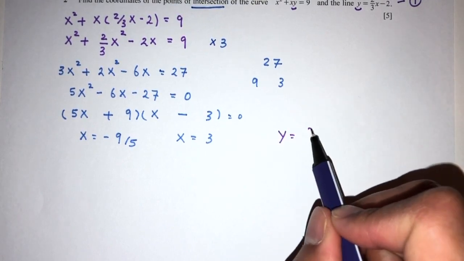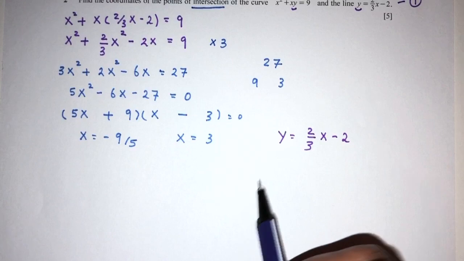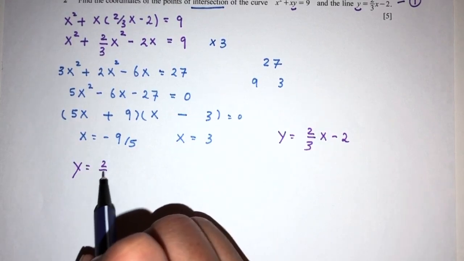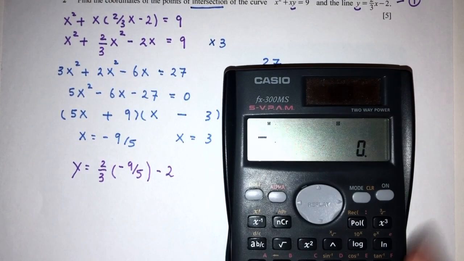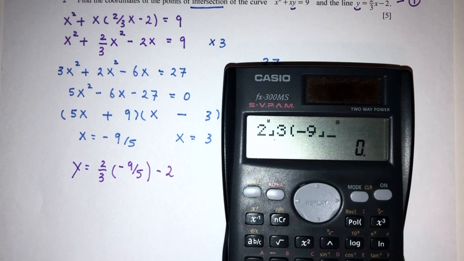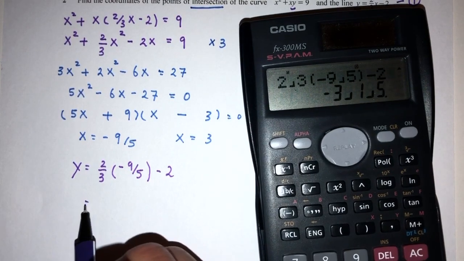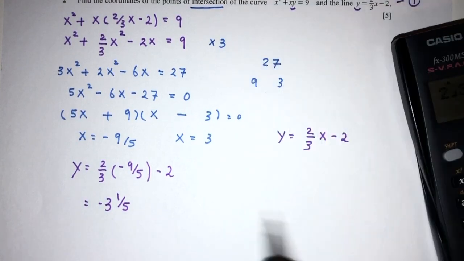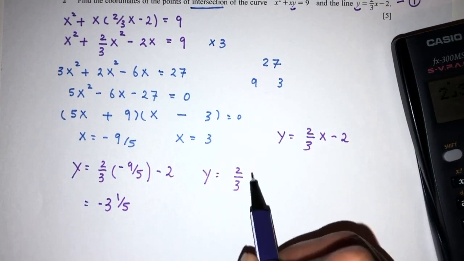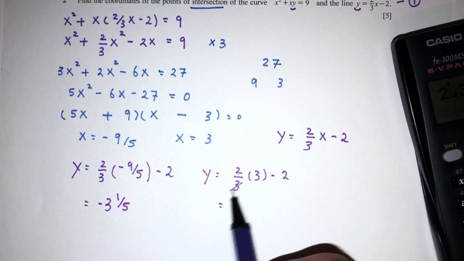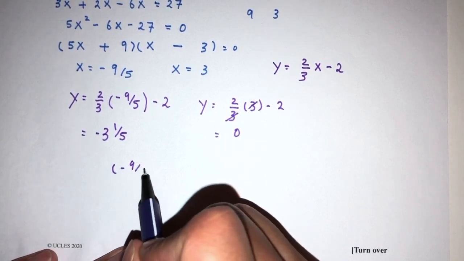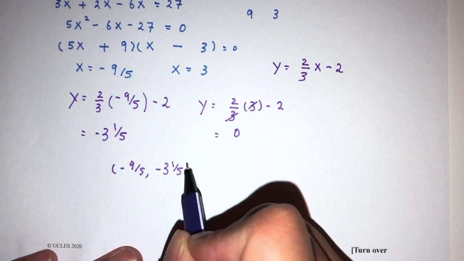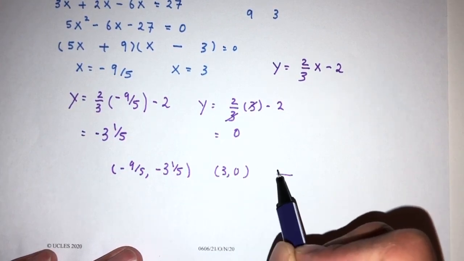So let's find the corresponding values of y, I guess. So y will be 2 over 3 x minus 2. So y will be 2 over 3 times minus 9 over 5 minus 2. That will be minus 3 1/5. And here y will be 2 over 3 times 3 minus 2. That should be 0. As you can see, the first point will be minus 9 over 5, minus 3 1/5, and this will be 3 and 0. And that is your question number 2.